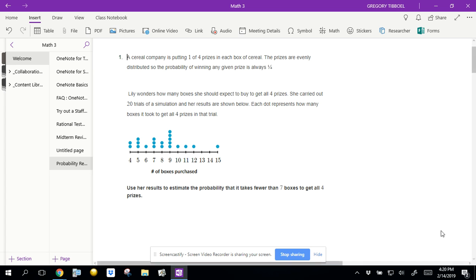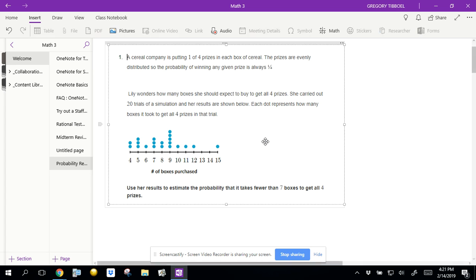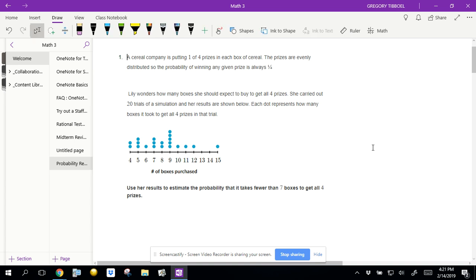So basically what they're asking is we're gonna pull out four, so how long will she buy boxes of cereal until she gets all 4 prizes. So these 2 times are examples where she won 4 prizes in 4 boxes. Now, this one over here is an example where she didn't win all 4 prizes until her 15th box. So that's what each box represents, how long it took her to win all 4 prizes.